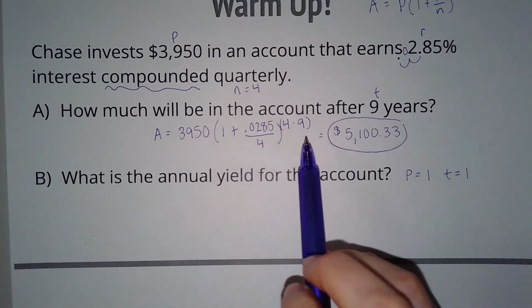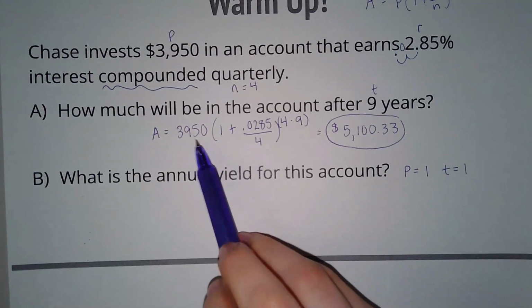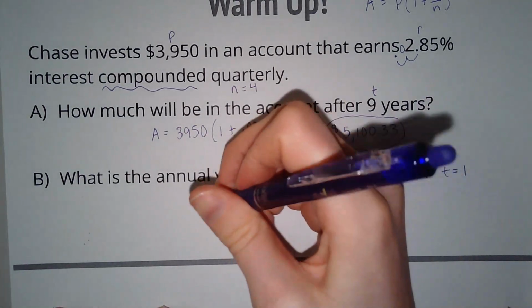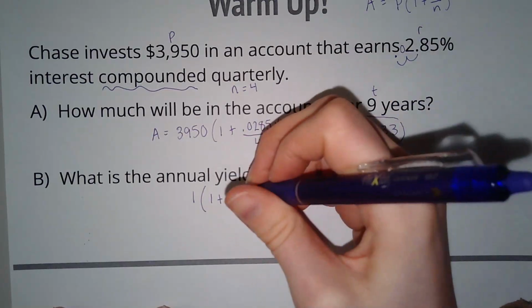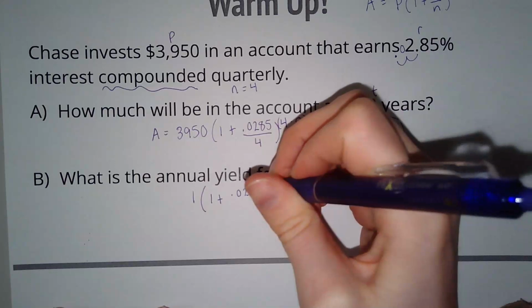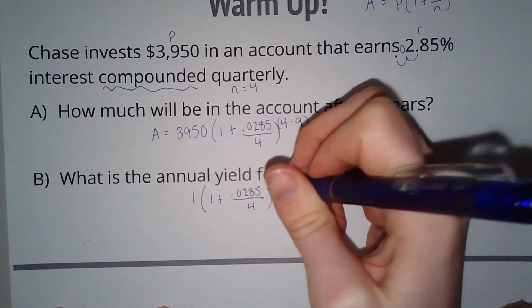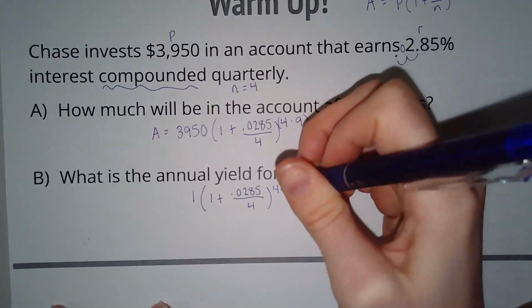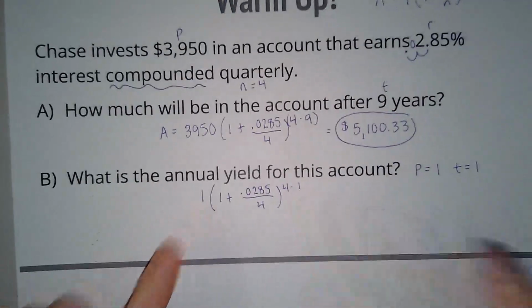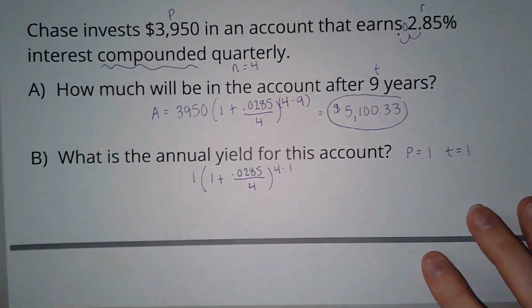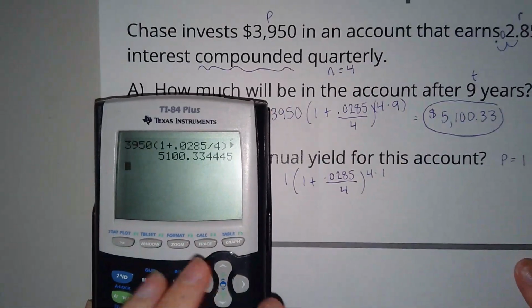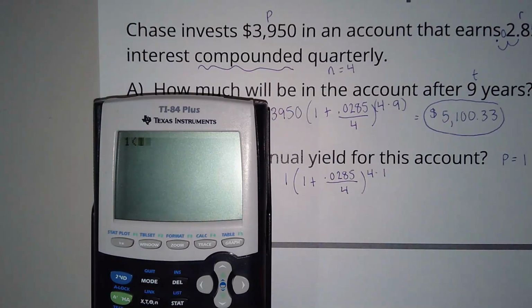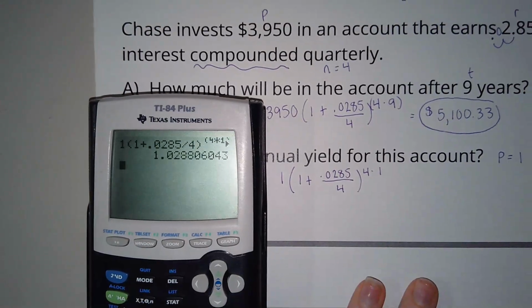So I'm going to go ahead and take the same equation, but instead of my initial value, I'm going to plug in 1. We'll do 1 plus, we'll keep our rate the same, and we'll keep our number of times compounded the same. And then again, I'm going to switch time to 1 as well. So make sure your P value and your T value is 1. And I'll go ahead and plug this in on my calculator as well. That's going to give me this.